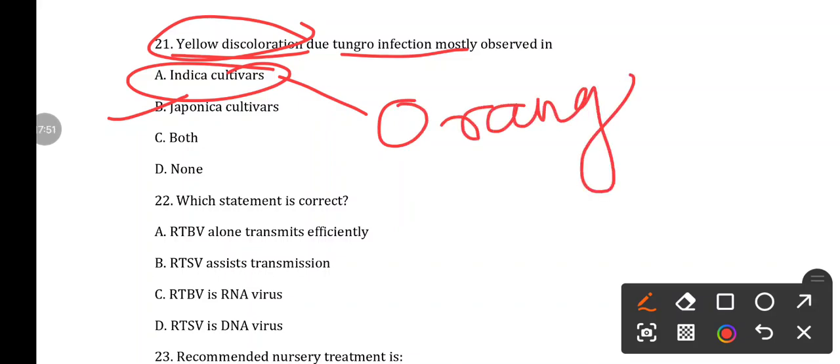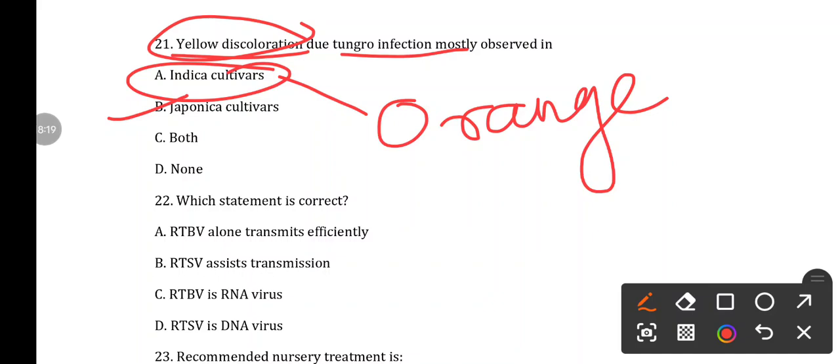So yellow discoloration by Tungro infection is mostly observed in the Japonica cultivar, whereas the orange discoloration is observed in the case of Indica cultivar. You might have read that three types of cultivars are there for rice: the Indica cultivars, Japonica and Javanica. So Indica cultivars generally show the orange discoloration, and Japonica cultivar shows the yellow discoloration. These things you should remember.